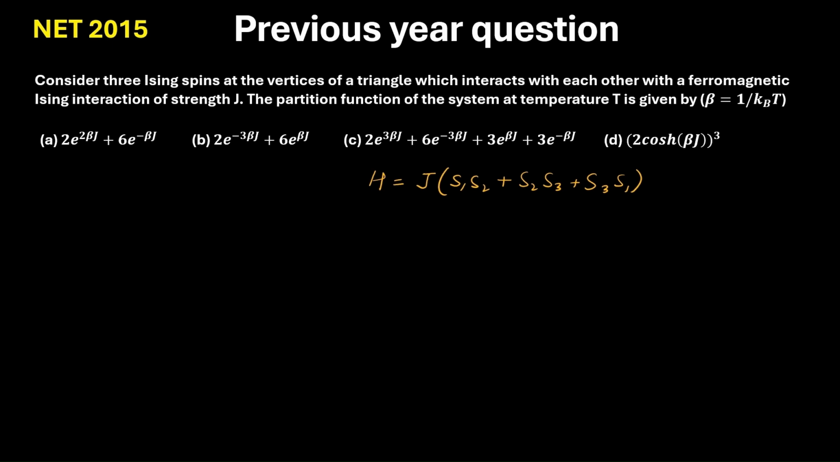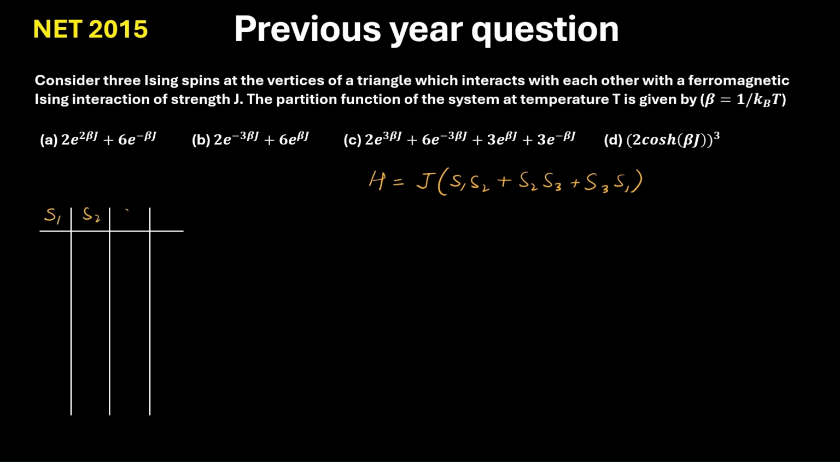And now we have to find the different possible configurations. So I'll draw the table here. So here I'll write S1, S2, S3, and this is the energy. So if I choose 1, 1, 1 here, then it will be plus 3J. And if I choose minus 1, minus 1, minus 1, then it will also give plus 3J. What about 1, 1, minus 1? It will give minus J.